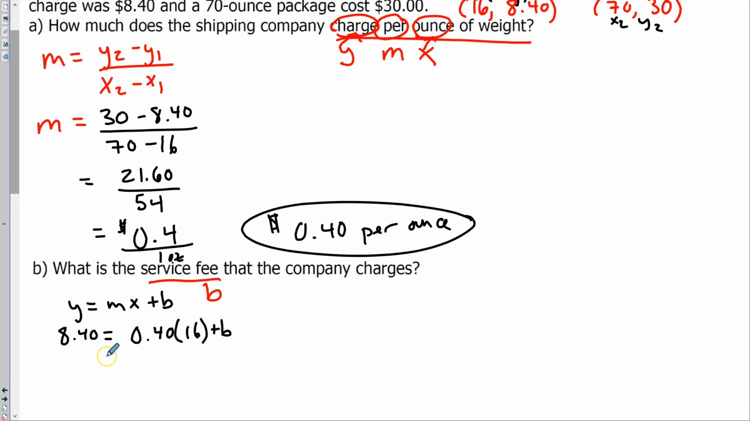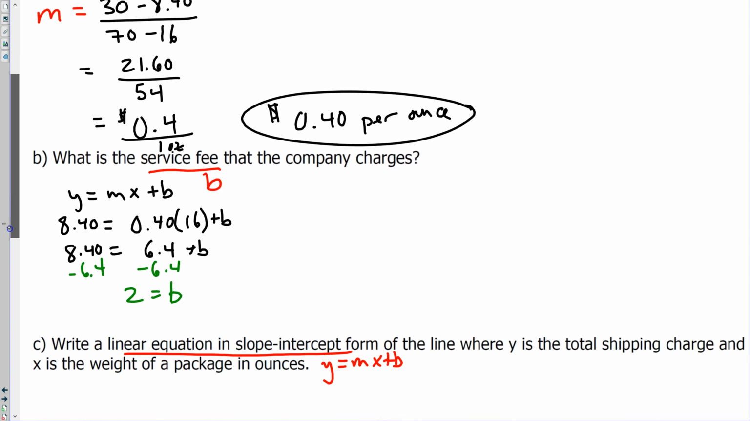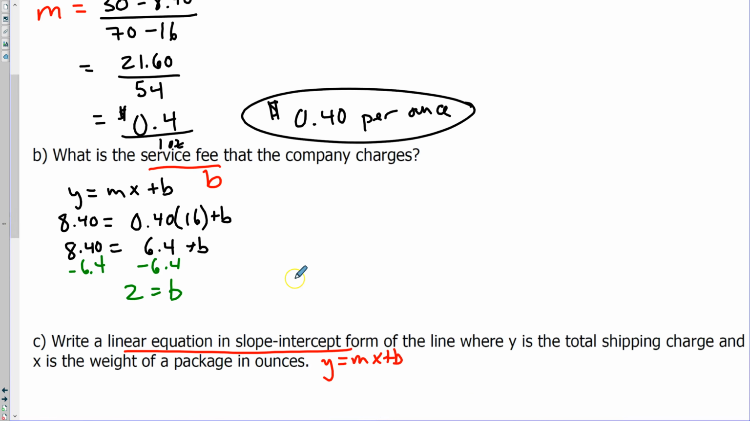So I'll multiply 16 times 0.4, that's 6.4. And then to get b by itself, so I can find the value of b, we need to subtract off the 6.4. And I end up getting 2. So our y-intercept, which here is represented by our service fee, is $2. So there's a $2 fee.